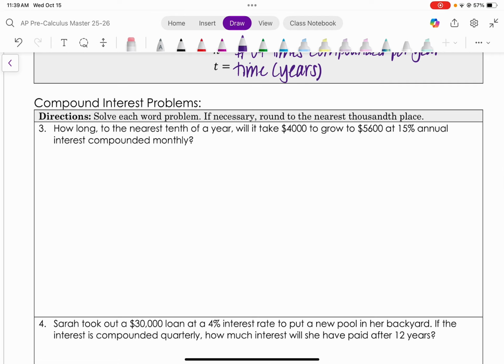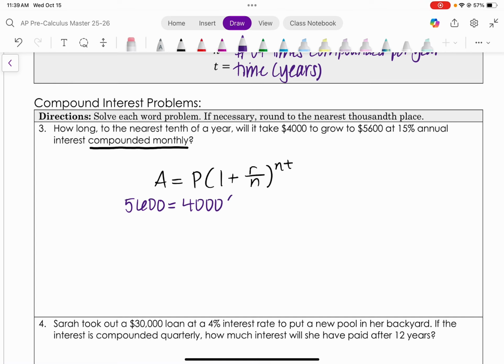So how long, to the nearest tenth of a year, will it take $4,000 to grow to $5,600 at 15% annual interest, compounded monthly? The fact that it's saying compounded monthly is what tells me to use this formula that now has that n value in it. So we're taking r over n, and then raising it to the nt power. From here, I'll plug in what I know. I want something to grow to $5,600, but it starts at $4,000. 1 plus my interest rate of 0.15, over n, which is 12 since it's compounded monthly, raised to the 12 times t, and t is what we don't know. It wants us to find how long it has taken.